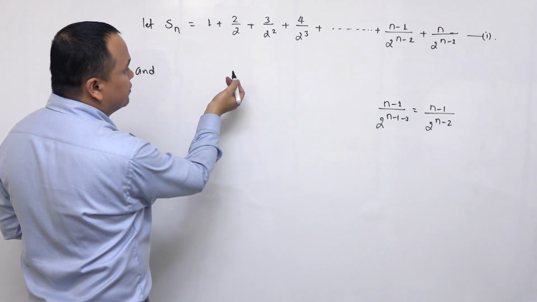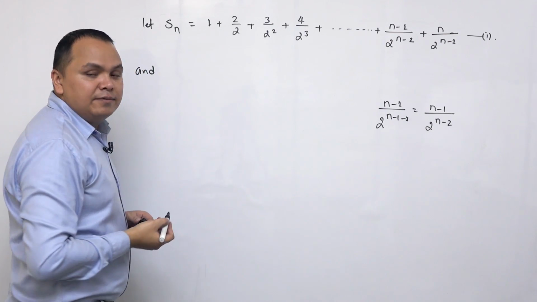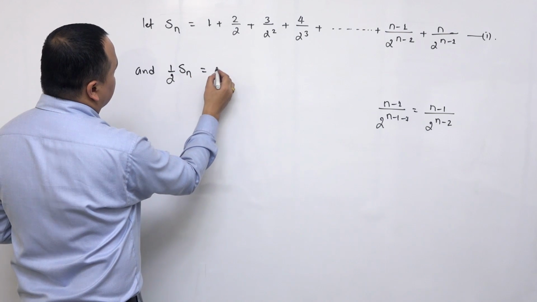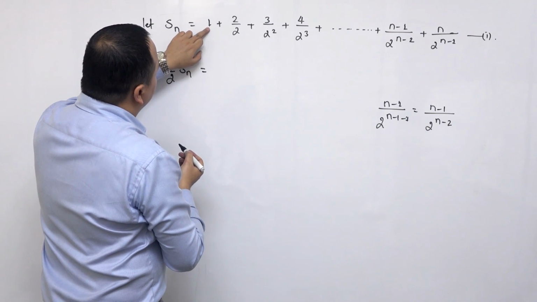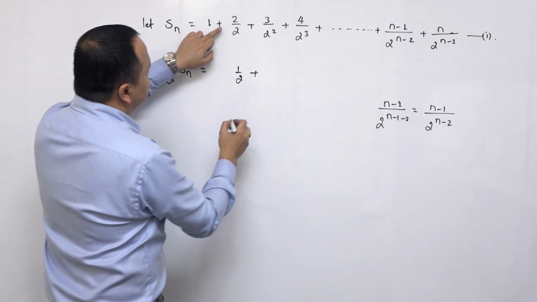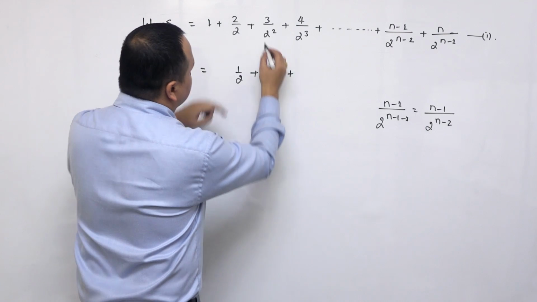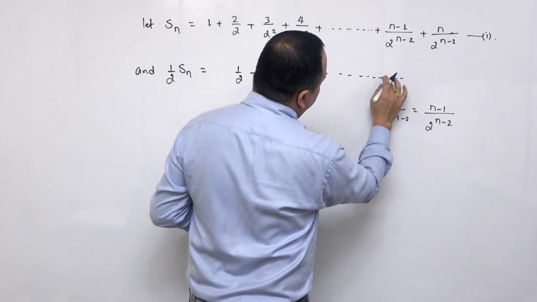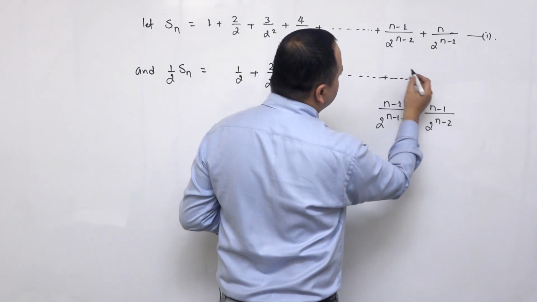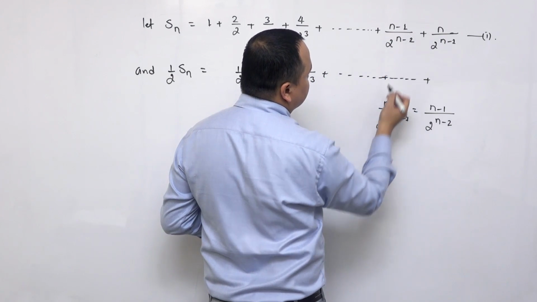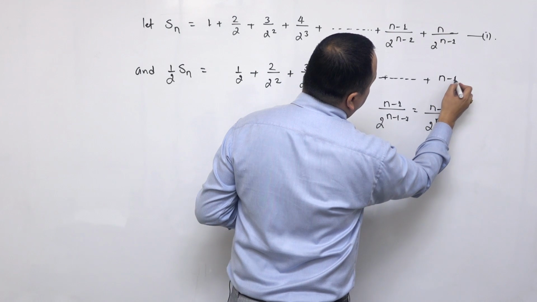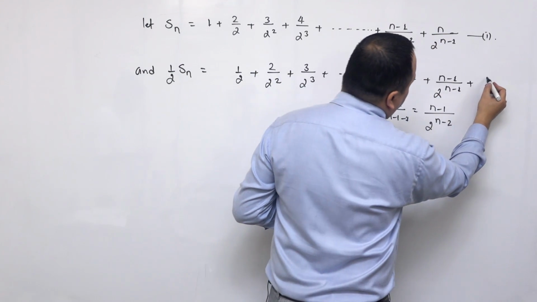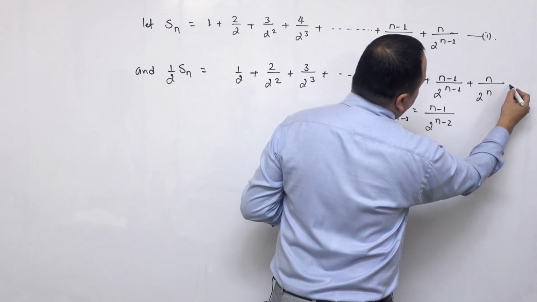So, multiplying both sides of equation 1 by 1 upon 2, we get 1 upon 2 plus 2 upon 2 square plus 3 upon 2 cube plus dot dot dot plus n minus 1 upon 2 to the power n minus 1, because multiplying n minus 1 upon 2 to the power n minus 2 by 1 upon 2 gives n minus 1 upon 2 to the power n minus 1, plus n upon 2 to the power n. This is equation 2.